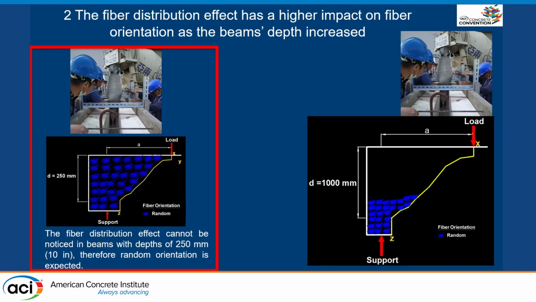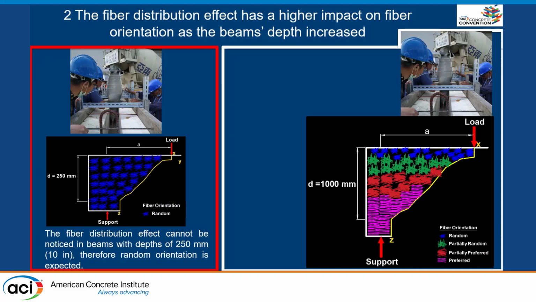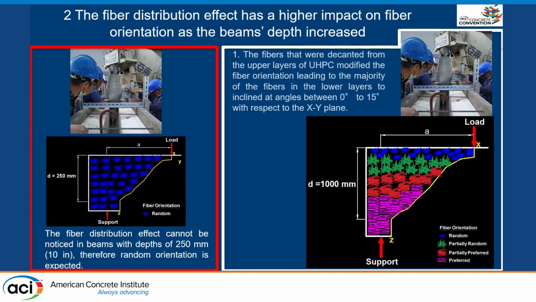Now, if we have a beam that has 1,000 millimeters and we start pouring, initially we're going to have also some random orientation. But as we keep pouring, then the profile of the fibers changes. Then we're going to have the random, partially random, partially preferred and preferred in the bottom of the beam, telling us that the fibers that were decanted from the upper layers of UHPC modify the fiber orientation, leading to the majority of the fibers in the lower layers to incline at angles between 0 and 15 degrees with respect to the X and Y plane. And also, as the layers of UHPC are increased, then we have lower fiber content.